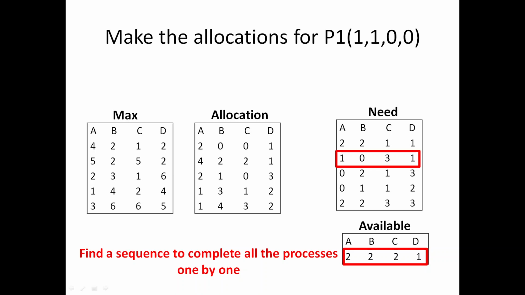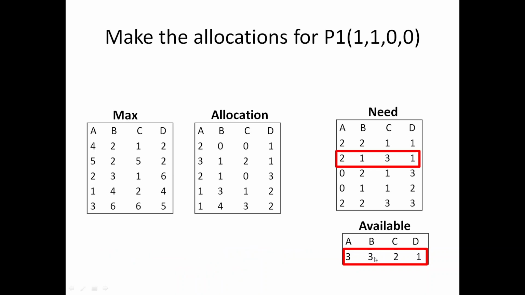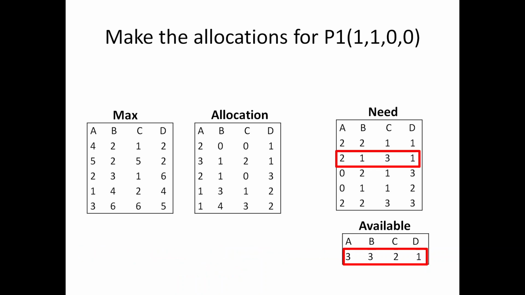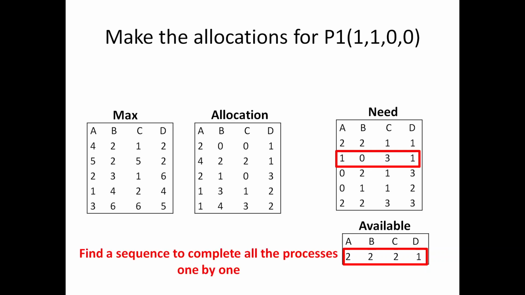So now the need of P1 has been decremented, the allocation of P1 has incremented, and the available is also decremented. You can compare that the need has been decremented, the allocation has increased, and the available resources are reduced. And from this data we have to now proceed to the Banker's algorithm. So find a sequence to complete all the processes one after the other.